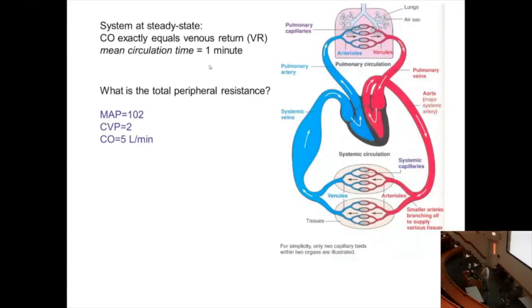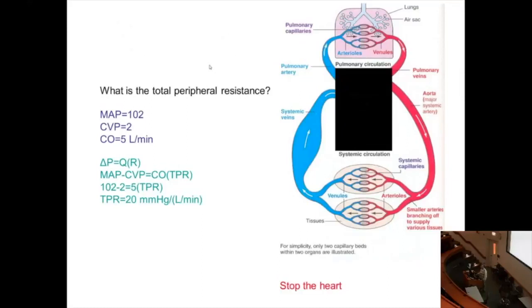So what is the total peripheral resistance? We just calculated it. We have a mean arterial pressure of 102, central venous pressure of 2. We have a cardiac output of 5 liters per minute, and we calculated 20 as the resistance. Now I want you to stop the heart. Stop it. Make up a reason. No ventricular output flow, right?